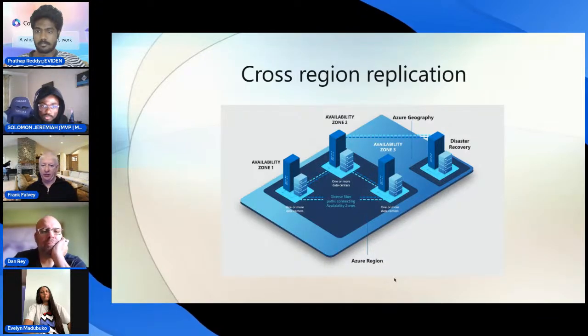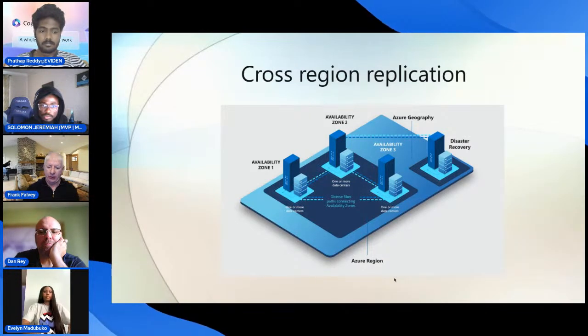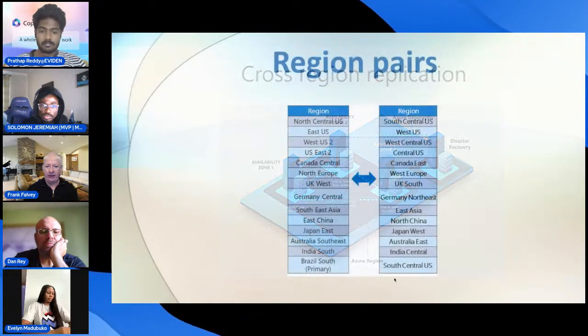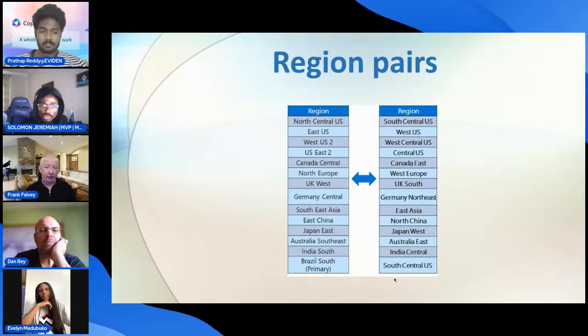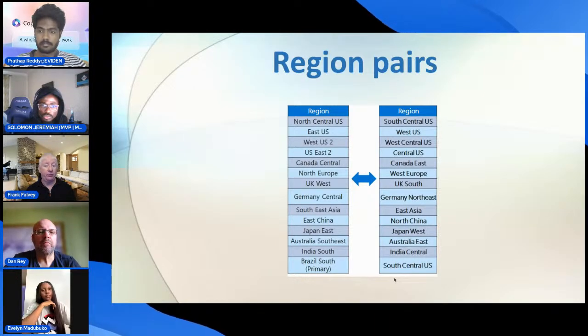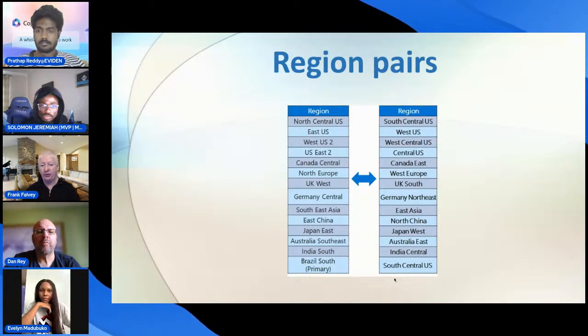So that's the kind of cross region replication. So that's the picture on that one. And to make things easier, Microsoft has paired all these regions to fail over easier, so everything runs smoothly.